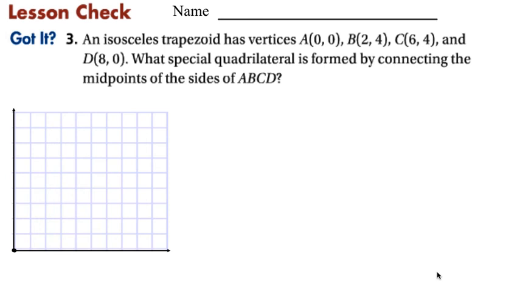Here's your lesson check. There's an isosceles trapezoid with the following 4 vertices. What special quadrilateral is formed by connecting the midpoints of the sides of the isosceles trapezoid?